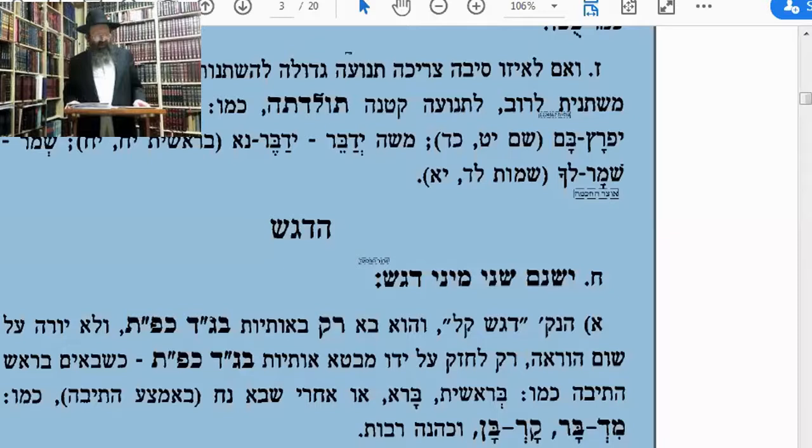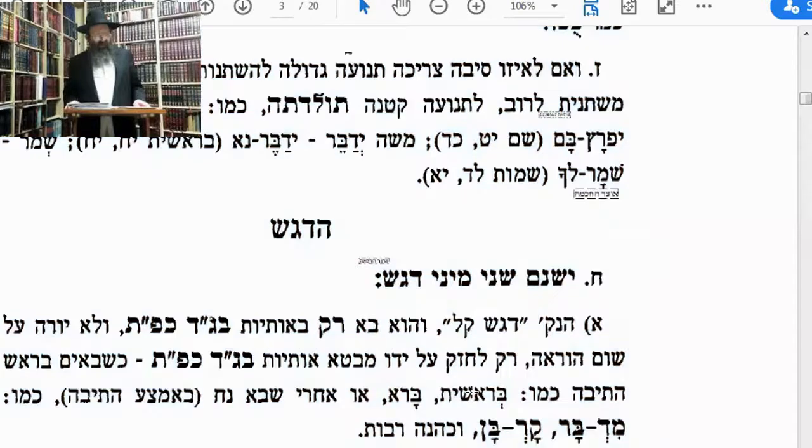And how do you know whether it's a base or a vase? Whether it's got a dot or not? Yeah, the dot says it's a base, more stressed, and without a dot is a vase. Okay, so now we're going to read about that inside. Hadogesh, hanik. We have yesham shnei minei dogesh. We've got 2 types of dogesh.